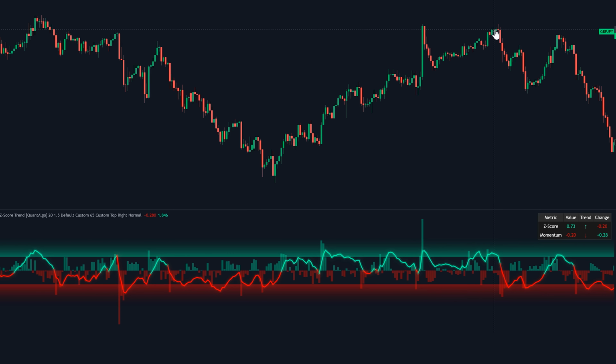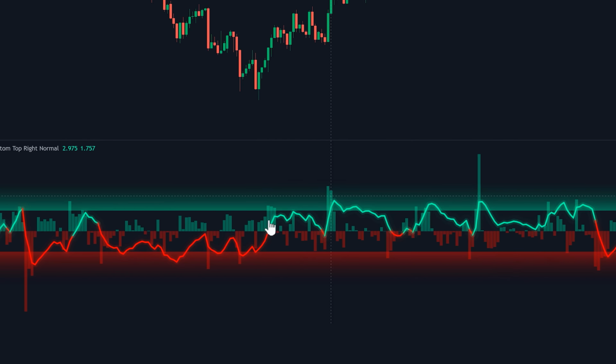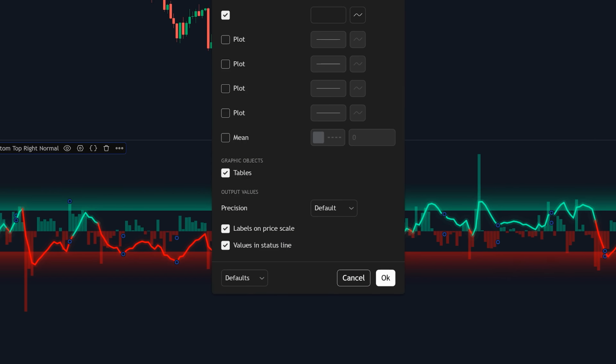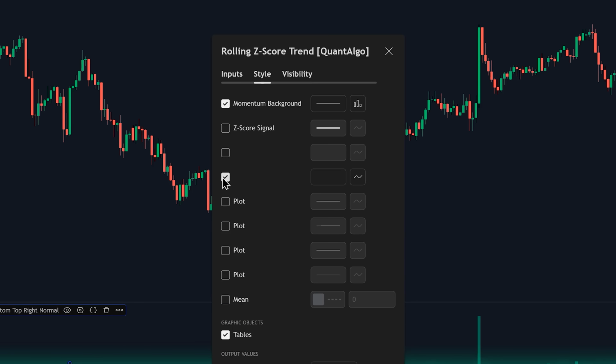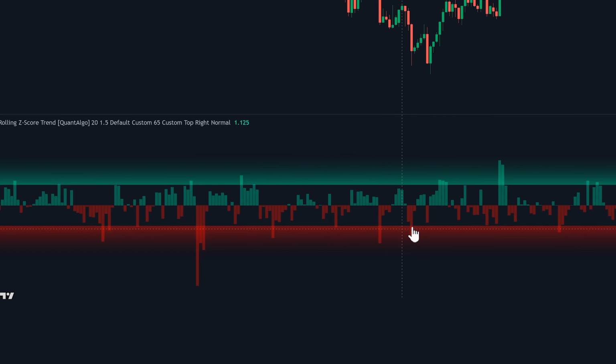This is where those background momentum columns become super valuable. The green columns show you when there's accelerating positive momentum in the Z-score, meaning the Z-score is not just positive but moving up faster. Red columns show you accelerating negative momentum. The height of these columns tells you about the magnitude of that acceleration.